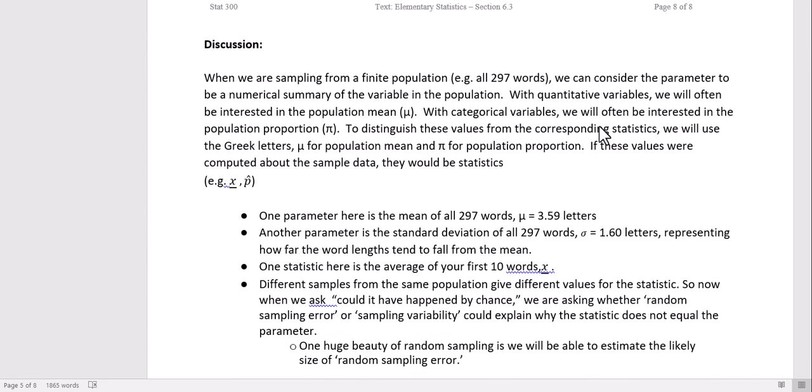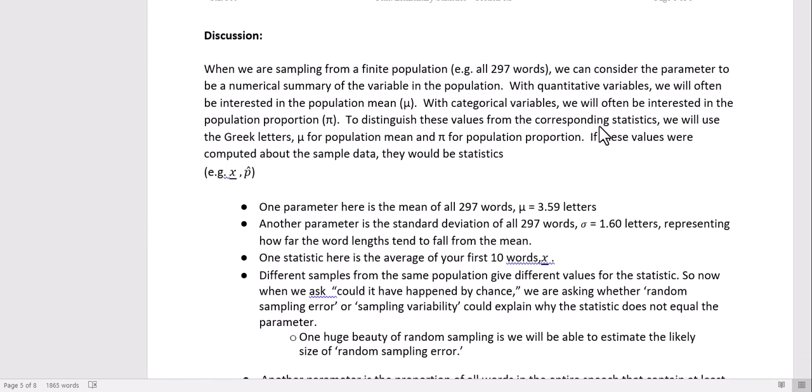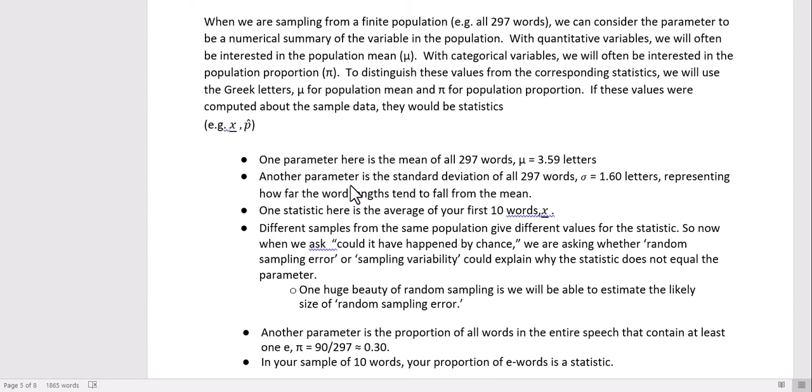So in summary, when we are sampling from a finite population, so in this case the 297 words in the lyrics of Crazy in Love, we can consider the parameter to be a numerical summary of the variable in the population, so the average word length. With quantitative variables, we will denote the population mean with mu, and with categorical variables, we will often denote the population proportion with the letter pi. If these values were computed about the sample data, they will be statistics, and this should be x bar, and then p hat will be our sample statistics. So we have population parameters, mu and pi, and then sample statistics, x bar and p hat.